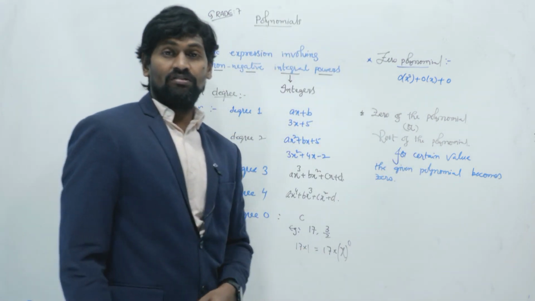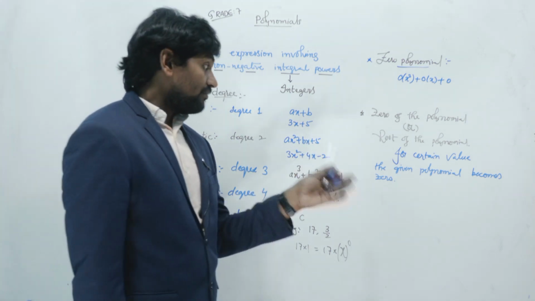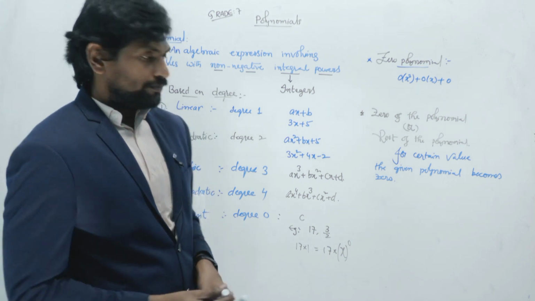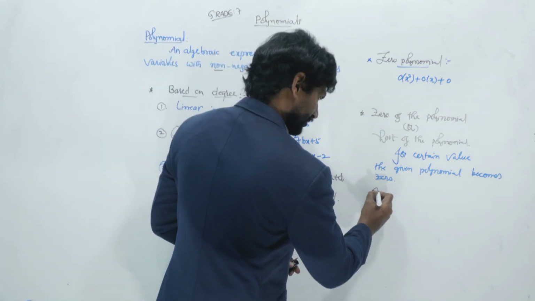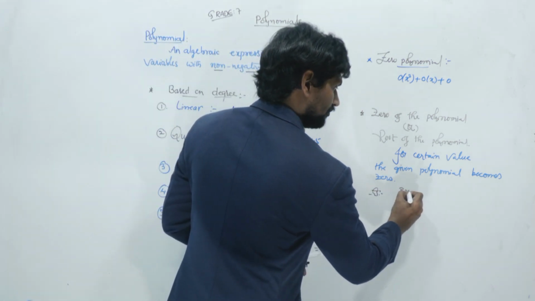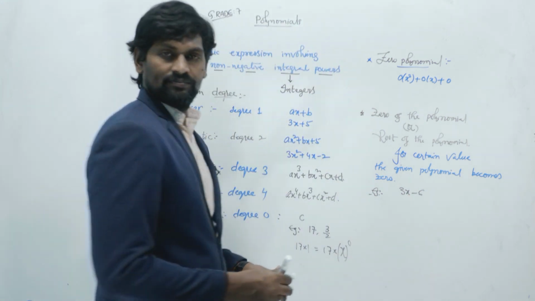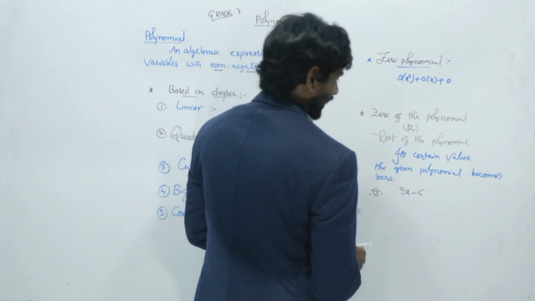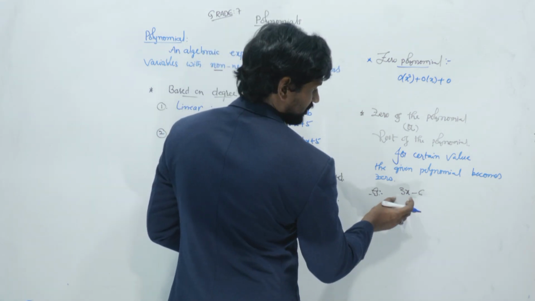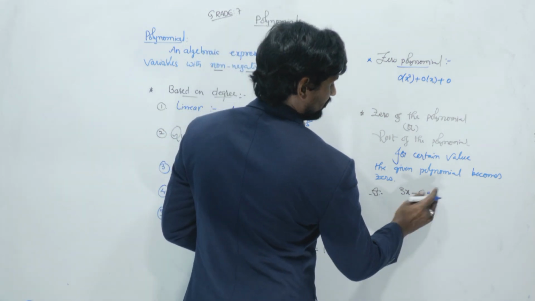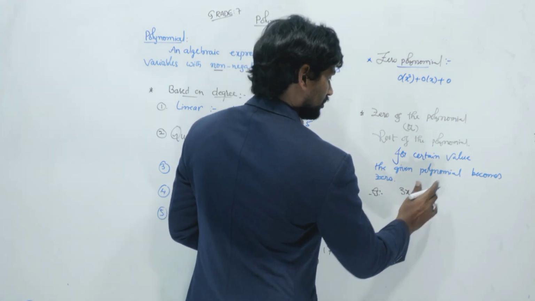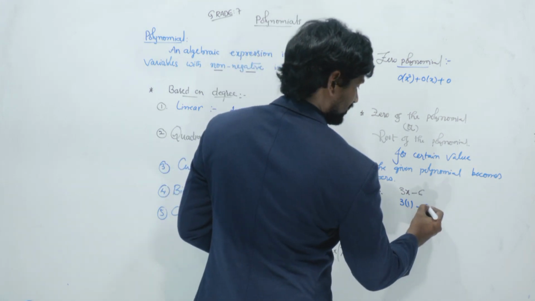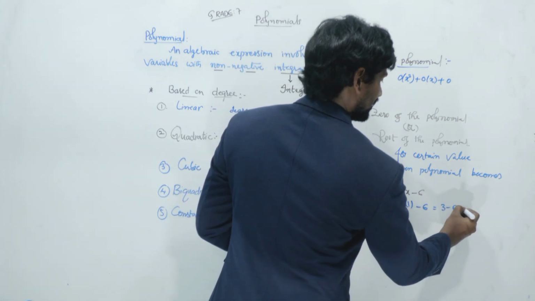The given polynomial value becomes 0. That value is called zero of the polynomial or root of the polynomial. Let us discuss through the example. For example, 3x minus 6. Now, I am substituting x value, to find x value, I am taking 1. 3 ones are 3. 3 minus 6 is minus 3.